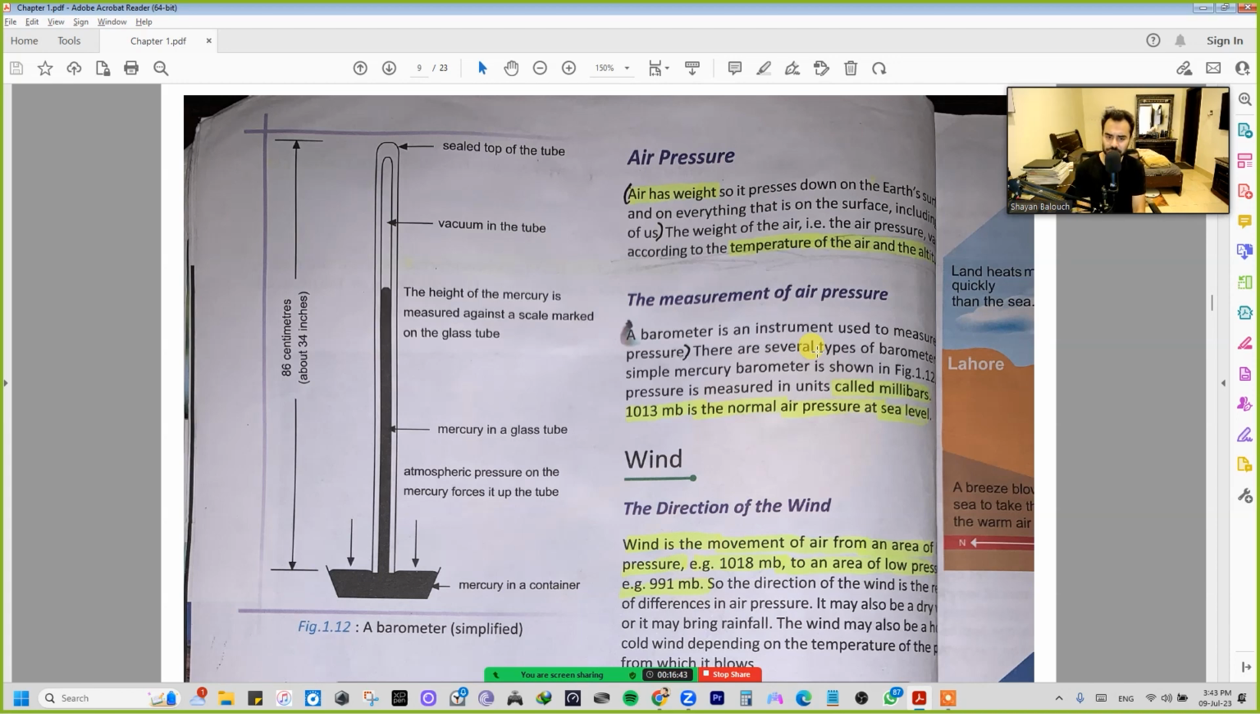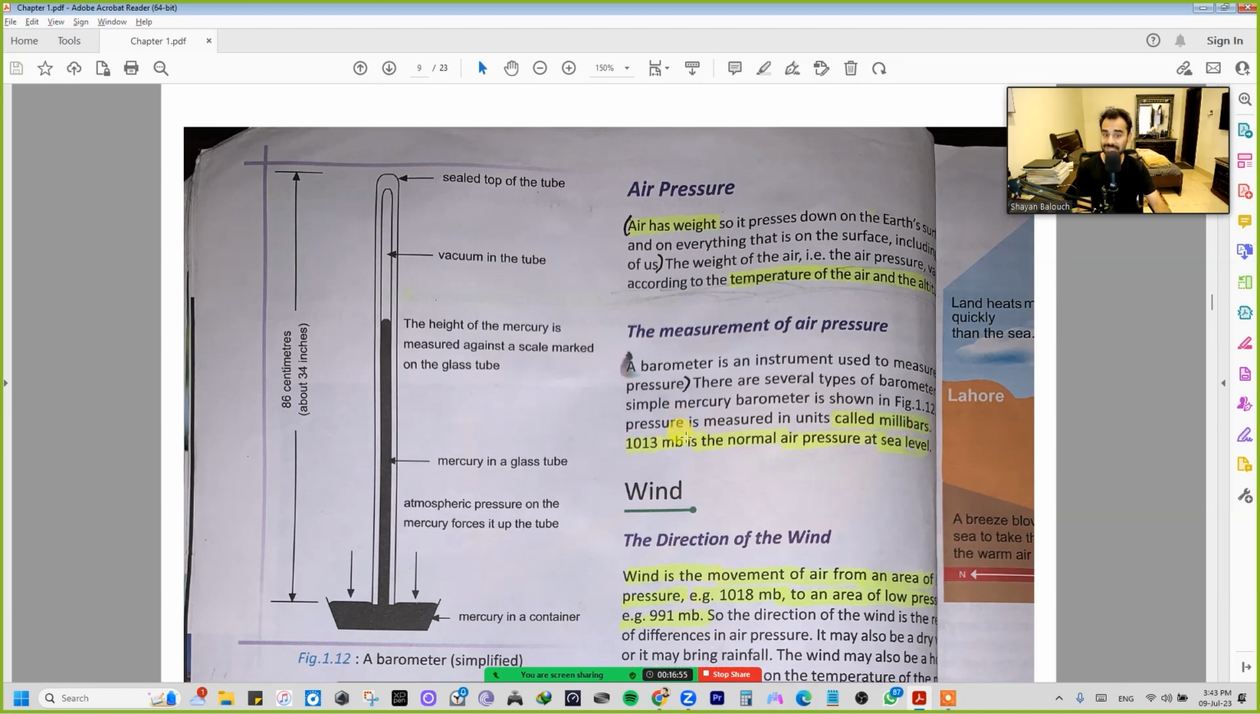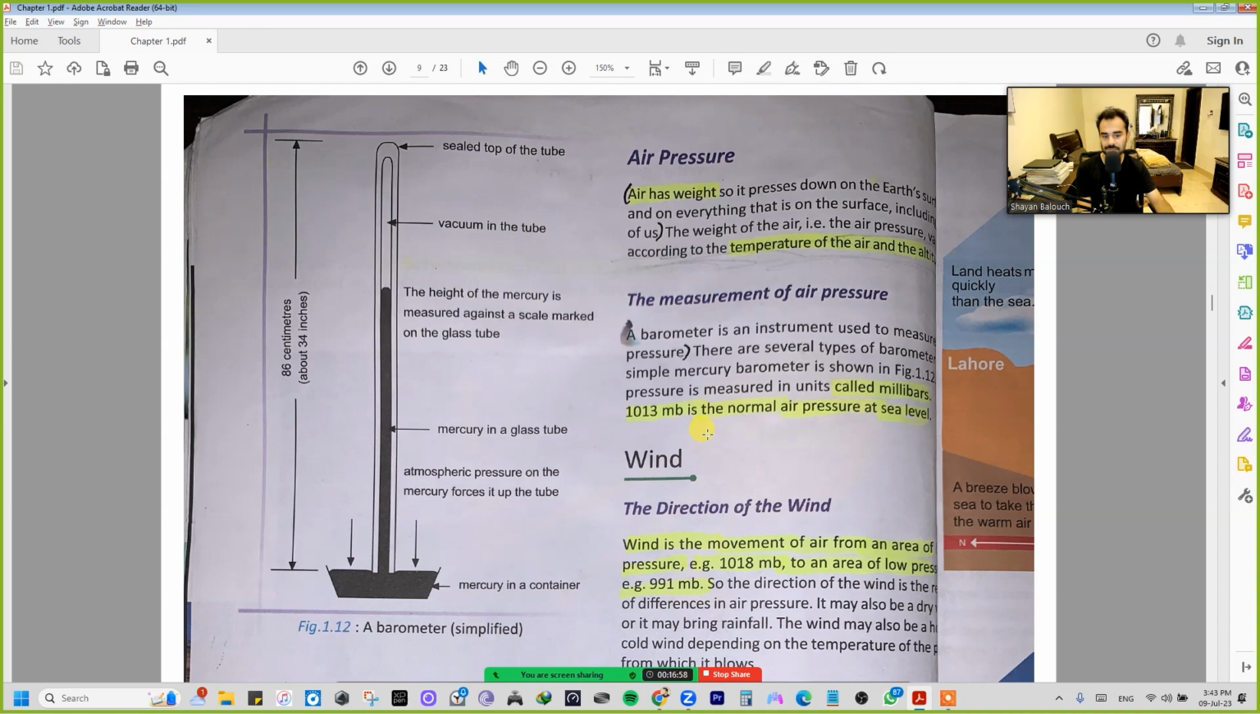There are several types of barometer. A simple mercury barometer is shown in Figure 1.12. It says here that pressure is measured in units called millibars. 1013 MB means millibars, not megabits. It is millibars, the normal air pressure at sea level.